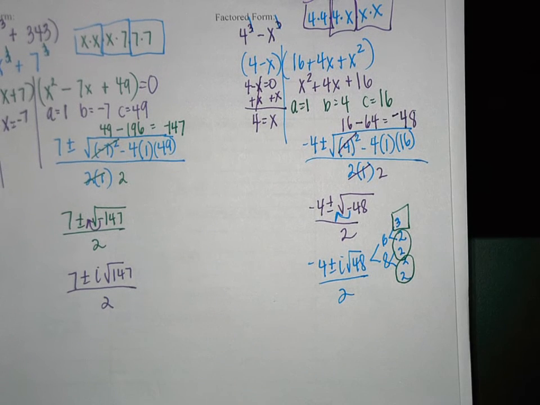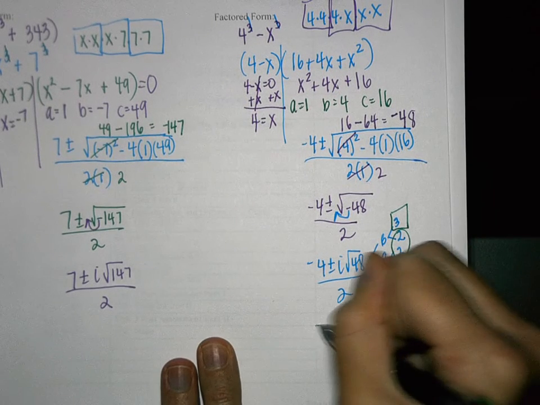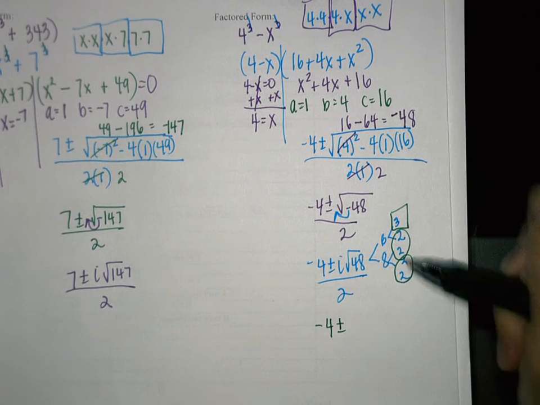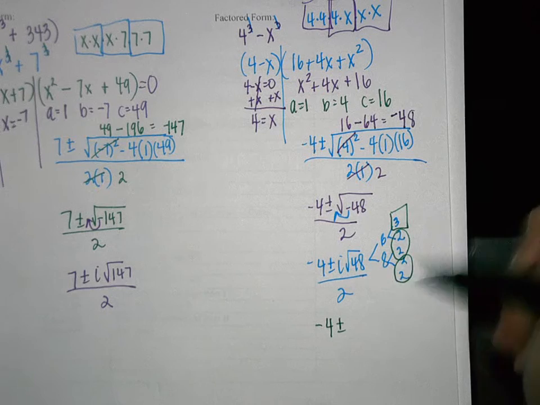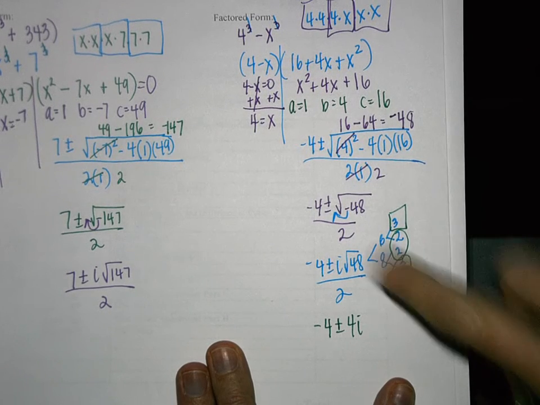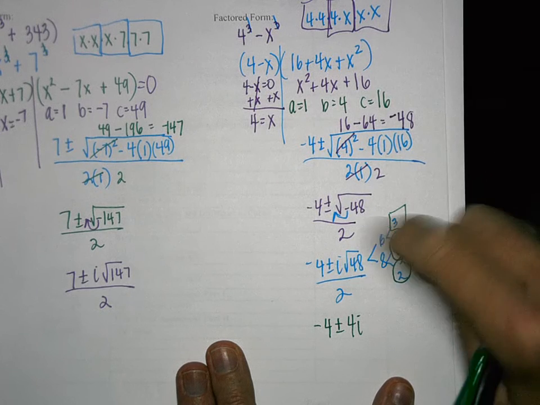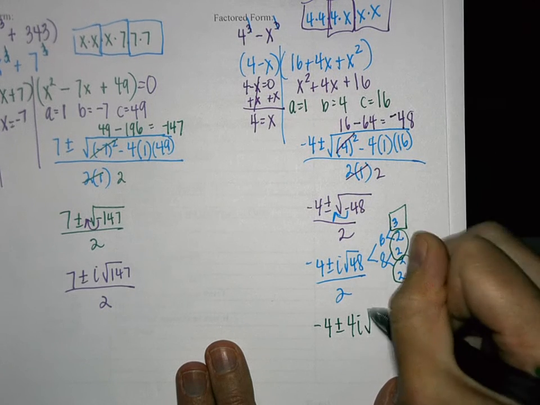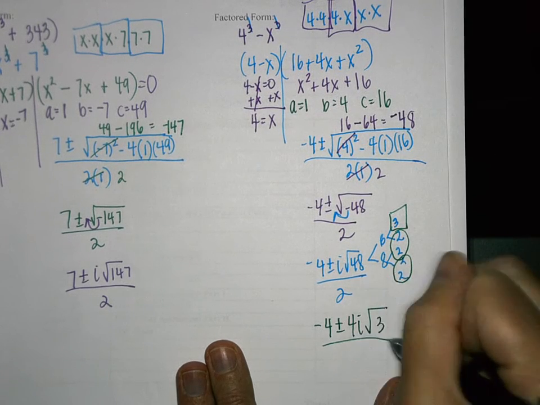How will I write that? So we still have negative 4 plus or minus, and then when I bring these out, we multiply those together, good, and you get 4i. Because you have one group of 2s, which brings out a 2. You have another group of 2s, which brings out a 2. And then we're left over with root 3 all over 2.